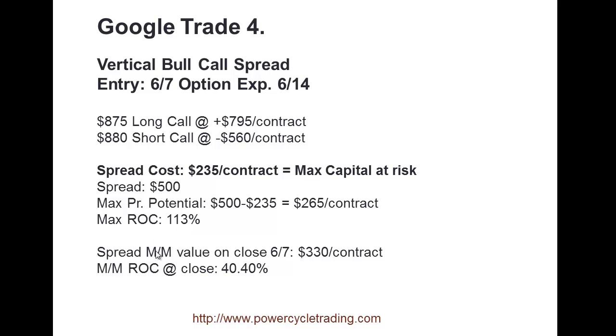As of the close on Friday, yesterday, the spread was at $330 a contract. I put it on at $235, so I had $95 per contract mark to market, or over a 40% return if I closed it out yesterday. But I'm going to hold it and see how it does going through next week. Now what I'll do is potentially hedge it out by selling some out of the money calls against it or out of the money puts against it to take advantage of time decay and theta using the weekly options.